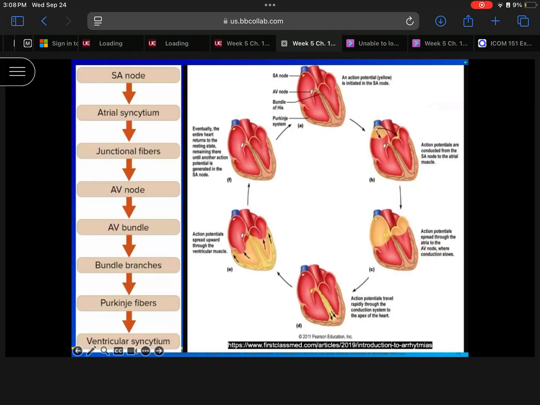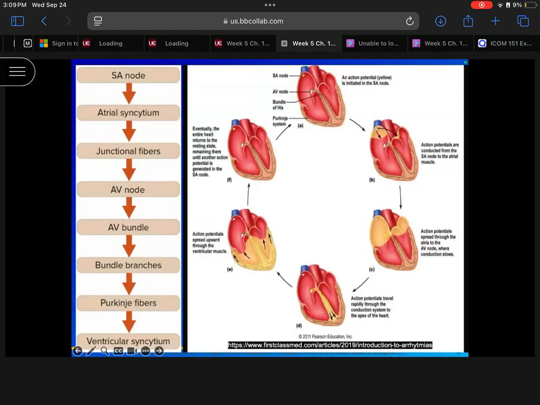So this is just a little diagram. It doesn't contain all the parts I really want you to know, but what this diagram is emphasizing is the syncytium that's occurring. So we're going from the SA node, which is also called the what maker of the heart? Pacemaker of the heart. Then we're heading down so that we have atrial syncytium. Then hopefully we're going to hit junctional fibers to our AV node. Now our AV node, what happens there? Going to slow down to wait for the atria to fully contract, get all the blood out, whatnot.